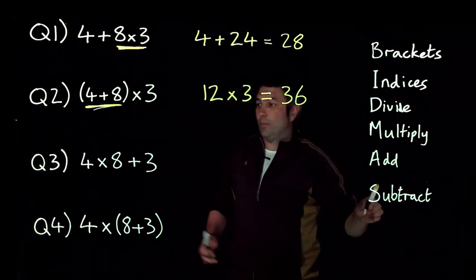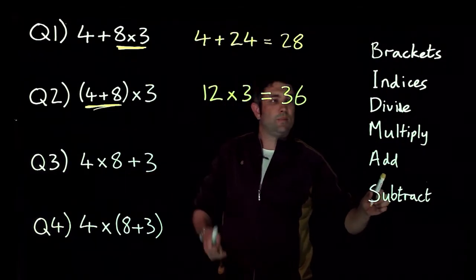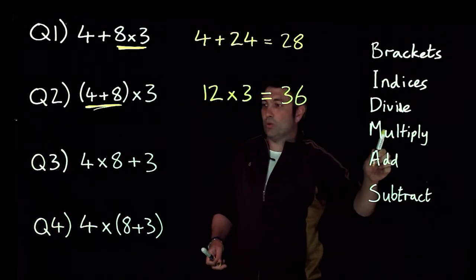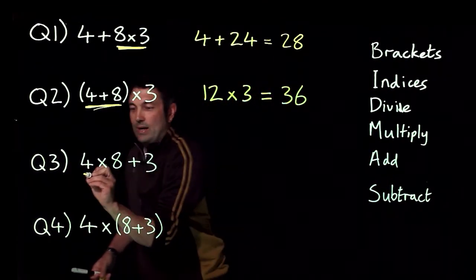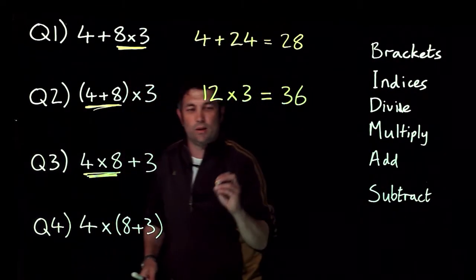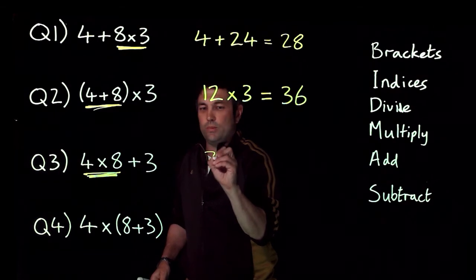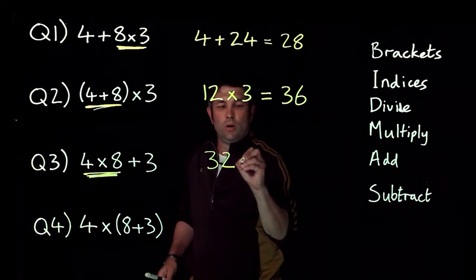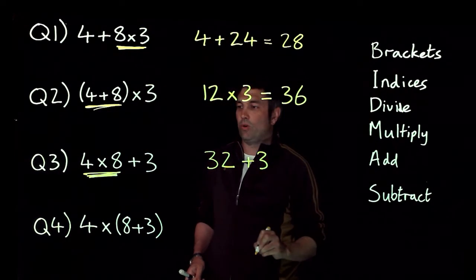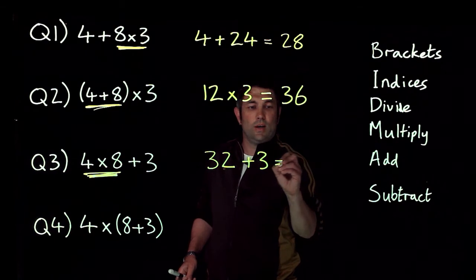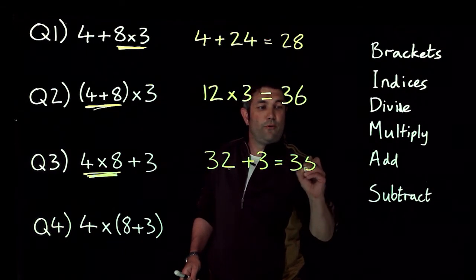Now, looking down my list again, 4 times 8 plus 3, what comes first? Well, the multiply comes before the add, so that's the bit I want to do first, so I'm underlining that. 4 times 8, 32. I've done nothing with the plus 3 yet, so plus 3 just goes on the end. I end up with 35.